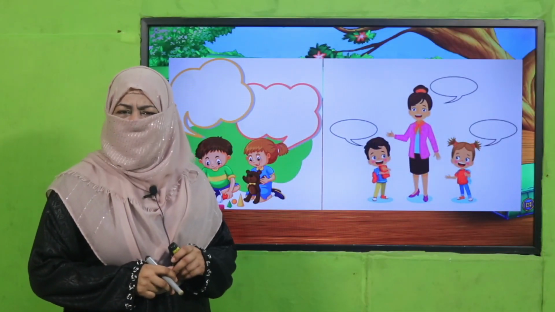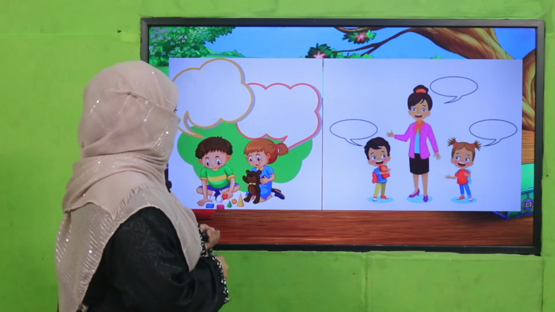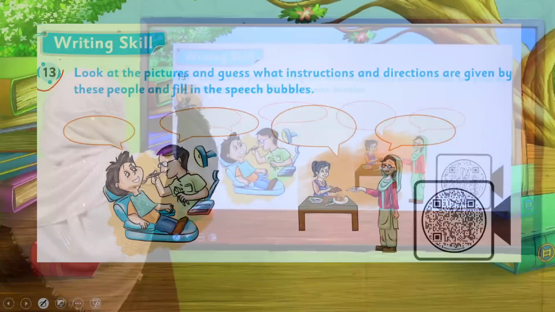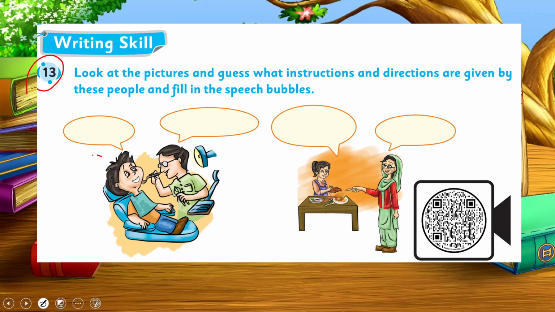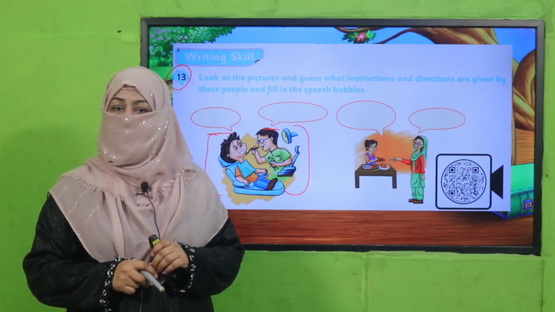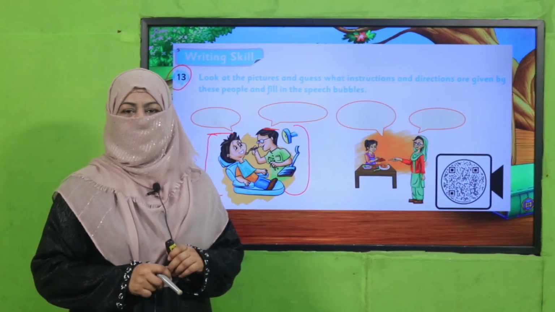Yes, my dear children, are you done with it? Good job. You are smart. Now it's time to practice it in your book. All of you, it's question number 13. Now look, there are two characters and there are two speech bubbles. What one person is saying and what the other is replying. Now you will do it on your own. All of you complete this task in your books, show it to your teacher, and then come back.